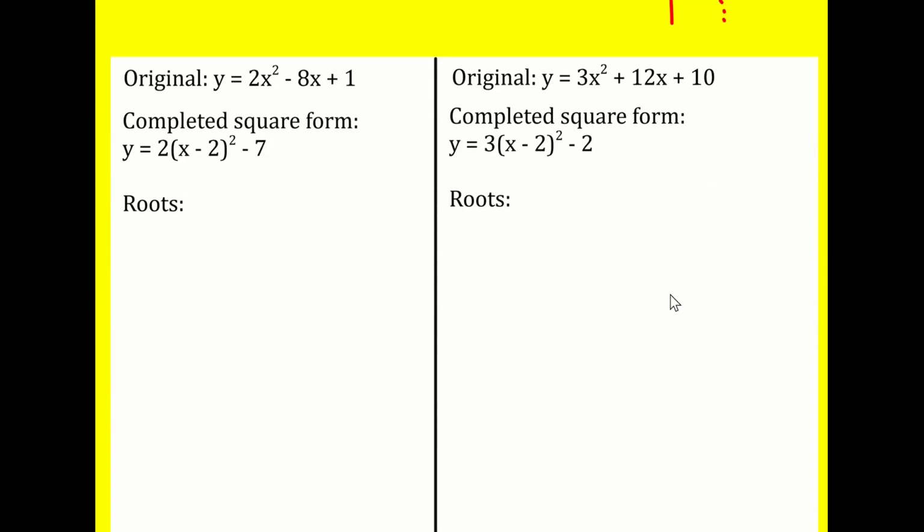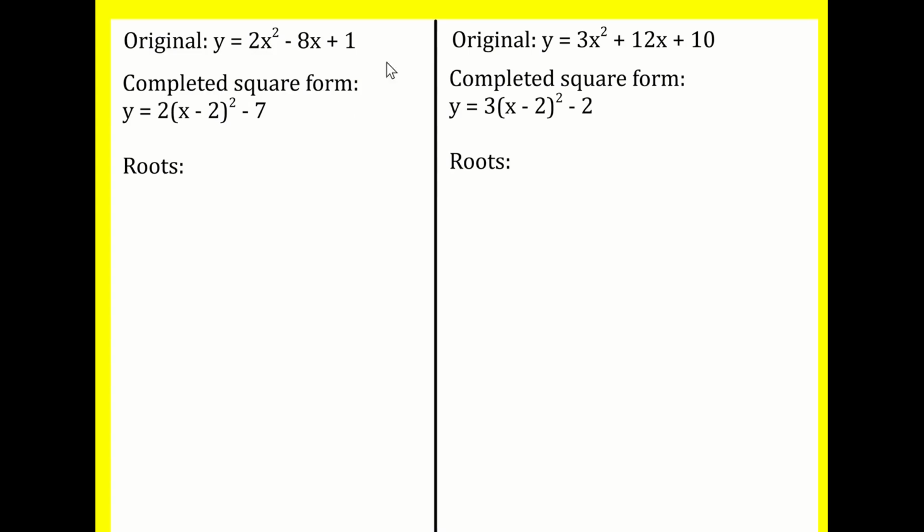I've done one already, but I'm going to jump straight into dealing with 2x squared minus 8x plus 1. It's going to be similar. It's going to be easier if you didn't have a 2 there. So previously, we've got the completed square form as follows. I'm not going to go back through that. You've already accomplished this yourselves. So if I want to find the roots, what I need to do is essentially set it equal to 0. We call the roots where it intersects the x-axis. So it's going to be 2 (x minus 2) squared minus 7 equals 0.